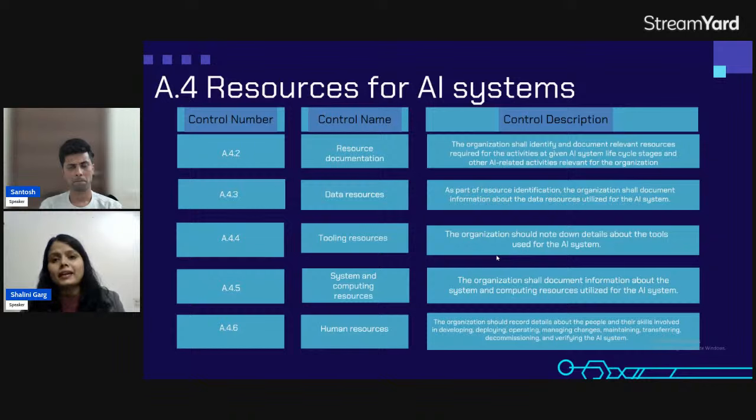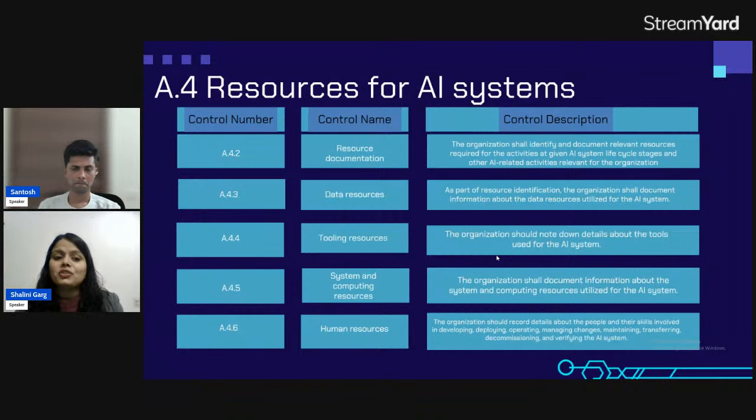The another standard is tooling resources. So when the organization is figuring out what it needs for the AI system, it's important to note down details about the tools being used in the organization. These tools, especially in the world of machine learning, can be different types of algorithms or models, tools to prep the data, or ways to make things run in a better way. For example, optimization methods, or methods to check how well everything is going. For example, we can take evaluation methods for that matter, right?